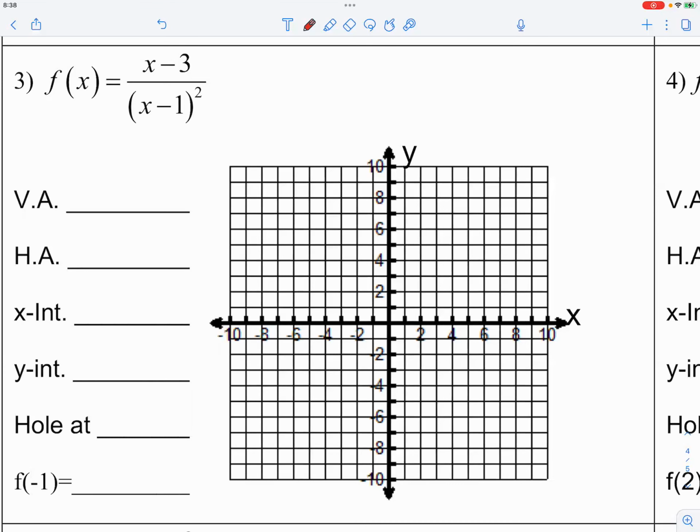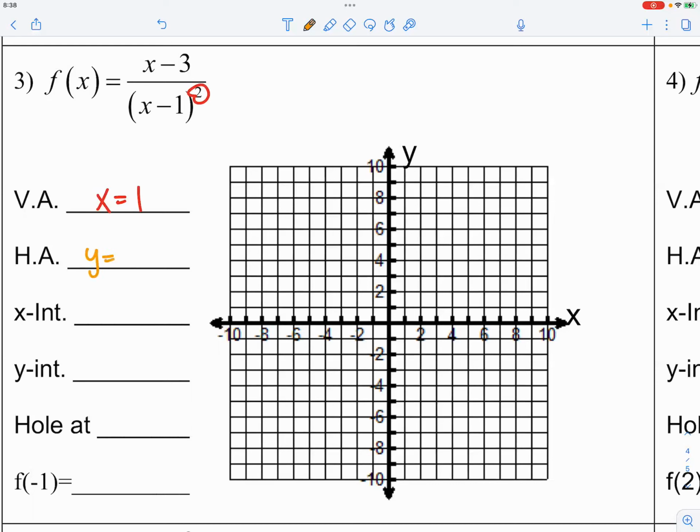All right, now for question 3 on the worksheet, this would really exemplify what happens when there's a square for the factor in the denominator. So can you tell the vertical asymptote right away? X equals 1, okay. It should take you no more than 1 second to tell the vertical asymptote. What about the horizontal asymptote?